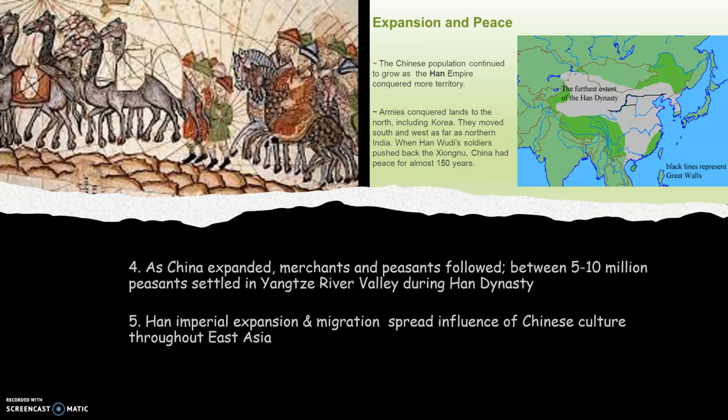As China expanded, merchants and peasants followed that expansion. Between 5 to 10 million peasants settled in the Yangtze River Valley during the Han Dynasty. So the people, the peasants and the people who are selling goods, are going where the expansion is. So the Han imperial expansion and migration spread influence of Chinese culture throughout East Asia. Where those people go, so does their culture.